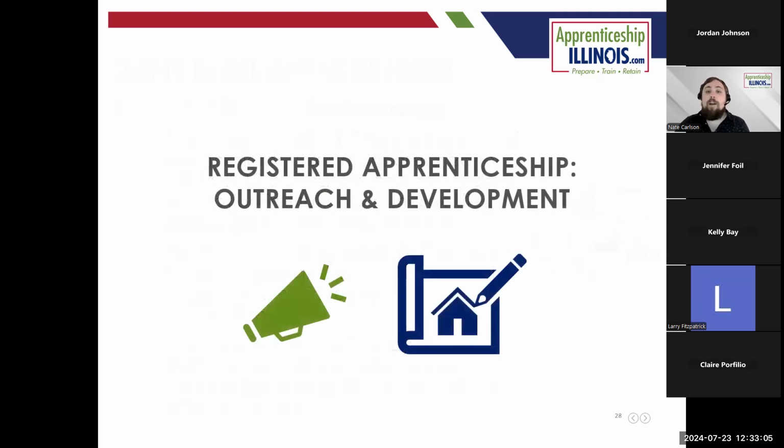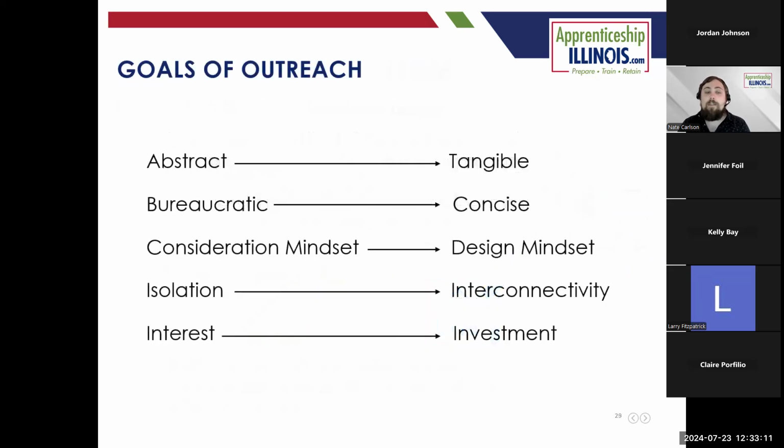So now we'll move on to the stage where we will discuss registered apprenticeship outreach and development. And here's where we will get into the 3 C's. But first, we want to talk about what our goals are when we conduct outreach to an employer. Apprenticeships can seem abstract. Some of you are sitting through this presentation, you've heard those 7 DOL components, and I'm willing to wager that the concept of apprenticeship still feels kind of abstract to you. And that's okay. Our goal when we do outreach is to make it tangible.